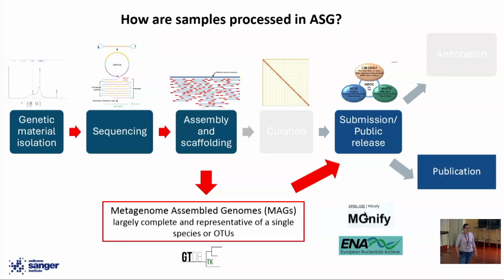So really briefly, how the samples are processed in the ASG project. We extract the genetic material, and then this material moves to sequencing and then to assembly. It's during the assembly stage that the host and the cobiontic genomes are separated. The host is usually a eukaryotic species, so it moves to curation using Hi-C data. And the cobiontic genomes are released as MAGs. Later, these MAGs are submitted to public databases such as EBI MGnify and DNA, and later they are published along with the hosts in genome notes.